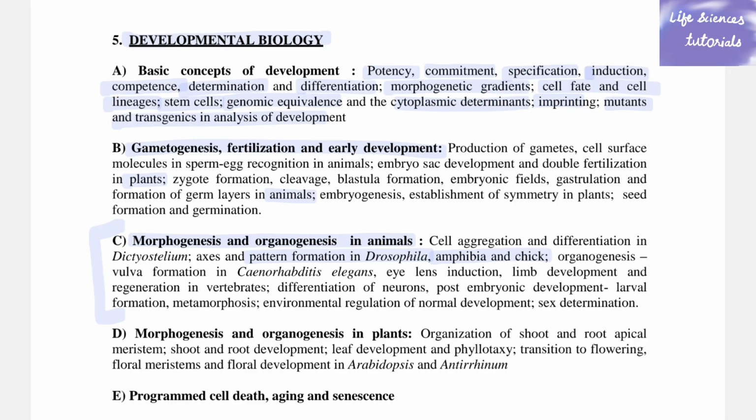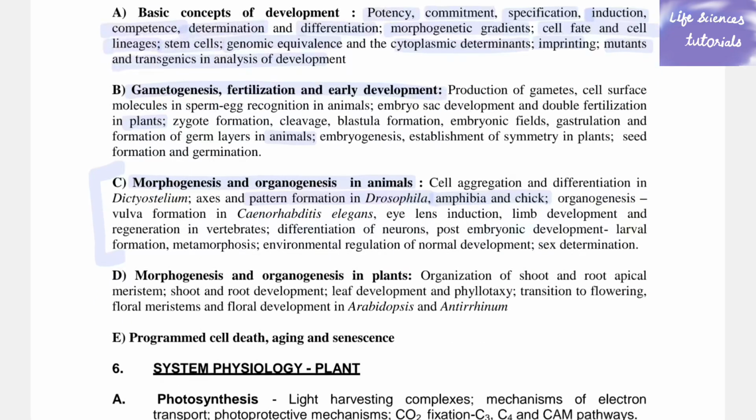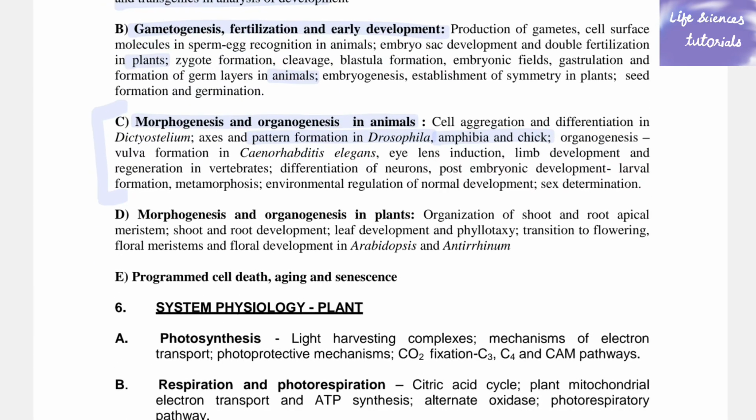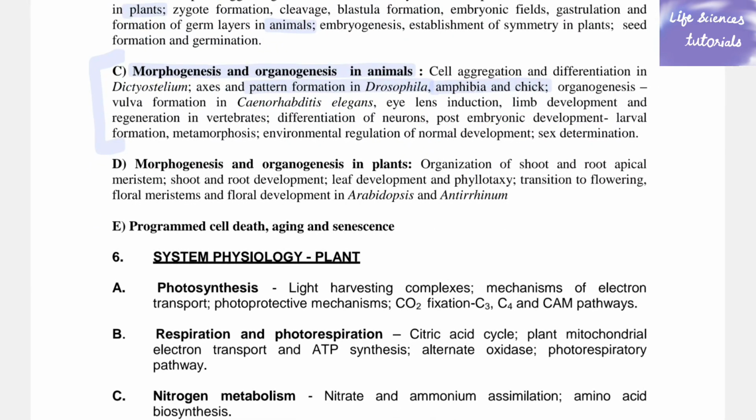Next, we have morphogenesis and organogenesis in plants. So, study based on PYQs, then you will be sorted. Okay, so organization of shoot and root apical meristem, shoot and root development, leaf development and phyllotaxy. Then we have transition to flowering, floral meristems. Then we have floral development in Arabidopsis and Antirrhinum, very important. So plant-specific developmental processes. Okay, and last we have programmed cell death, apoptosis, very important, aging and senescence, because that is also part of developmental biology.